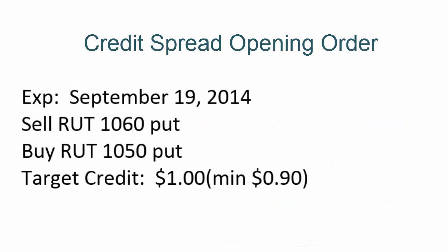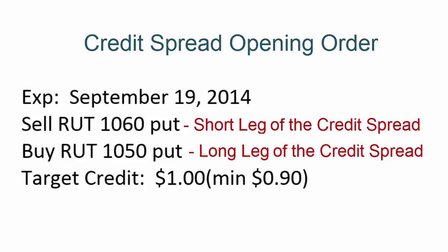Here's an example of a credit spread opening order sent in a trade alert. The opening order is for the September 2014 option month. The target credit is $1, and we don't want to take a credit less than 90 cents. You are to sell the RUT September 2014 1060 put, and you are to buy the RUT September 2014 1050 put. Another way to describe this credit spread is to say that you are short the RUT September 2014 1060 put and long the RUT September 2014 1050 put.